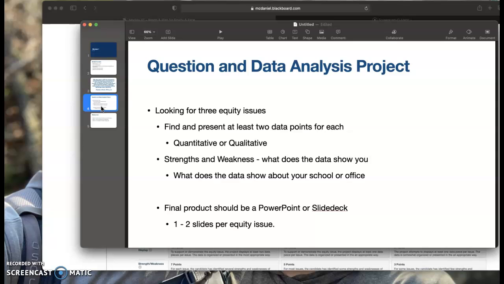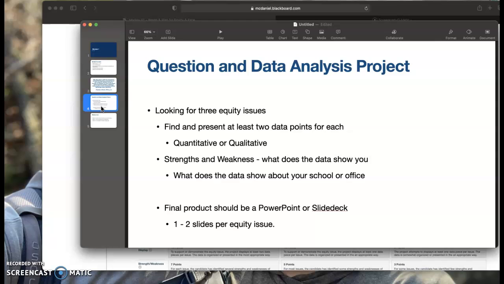So first of all, after you've looked at the equity audit or thought about some things that you've looked at in your previous coursework, pick 3 equity issues that you have in your school, your classroom, or your office. For each equity issue, find and present at least 2 data points, 2 data sets, and then present them.